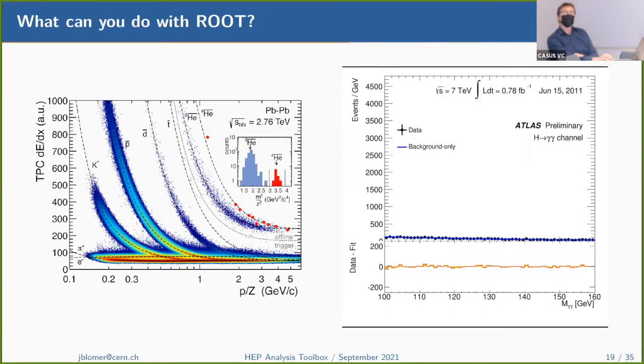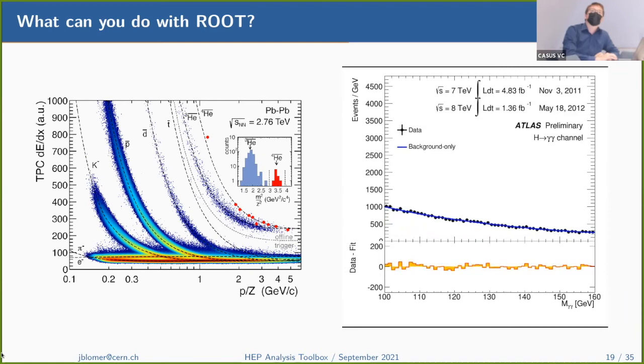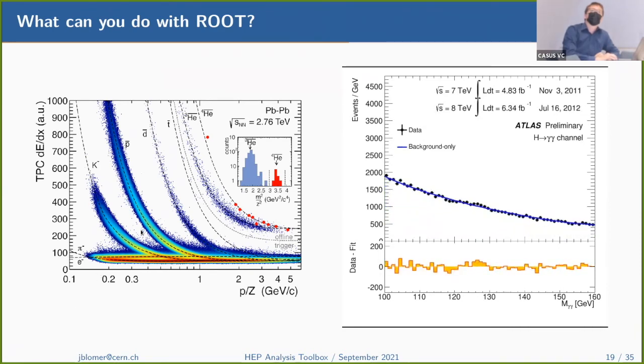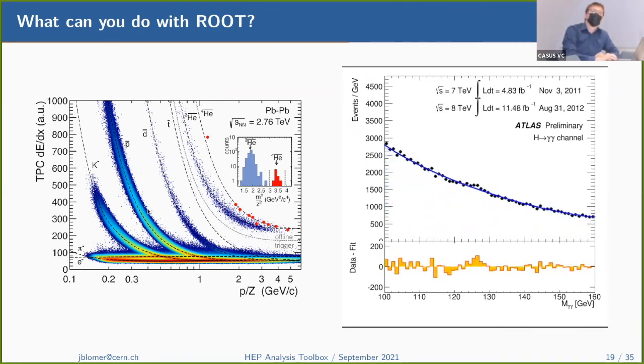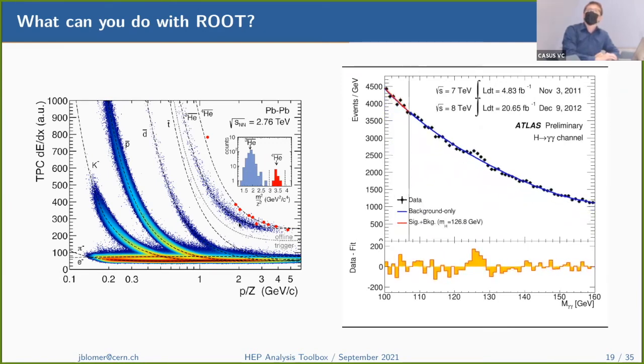Okay, so for all of this, you need software. One of the key pieces of the software is ROOT, a data analysis framework. Things you can do with it, of course, you can create nice plots. For instance, the one on the left helps you distinguish different particle types from each other by their energy loss over a certain distance. Or you can make the plot on the right.